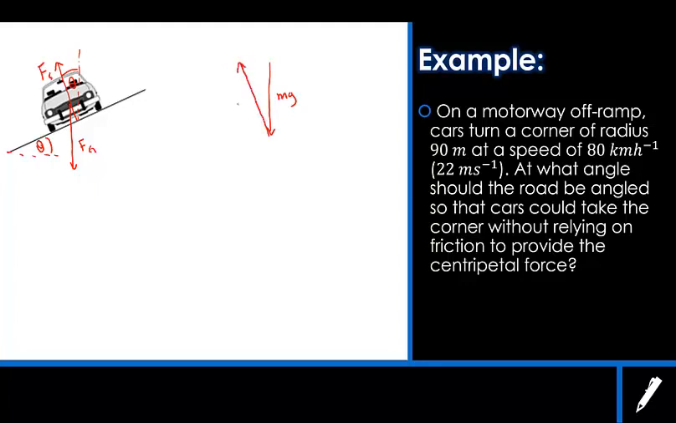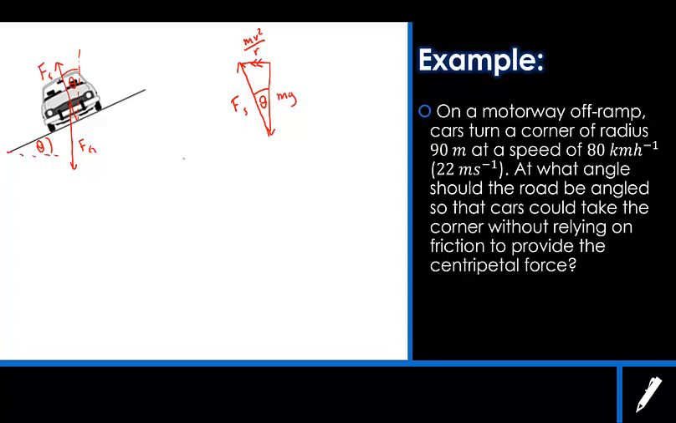Support force like this, F support. And we have this force here, which we want to be equal to mv squared over r. And this is theta. Okay. Now, the first thing that we'll do is we'll just rearrange that symbolically, and then we'll put in the numbers that we want and rearrange it for theta, which is what we're trying to find out.